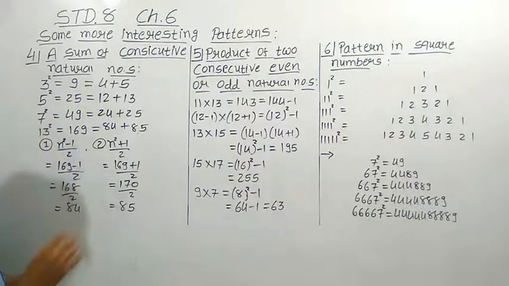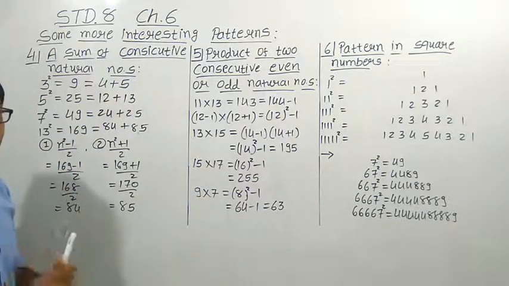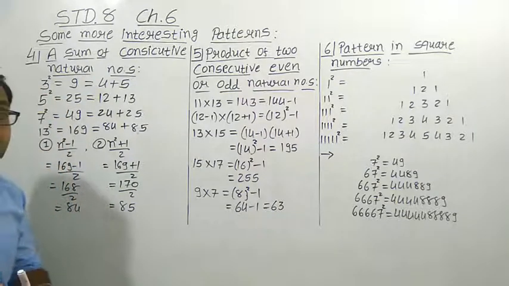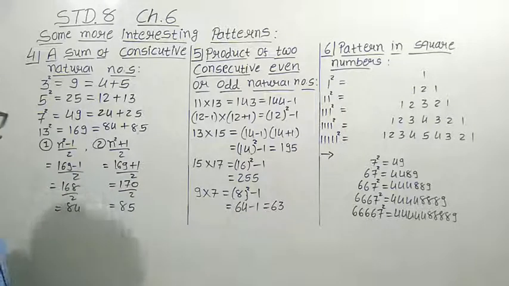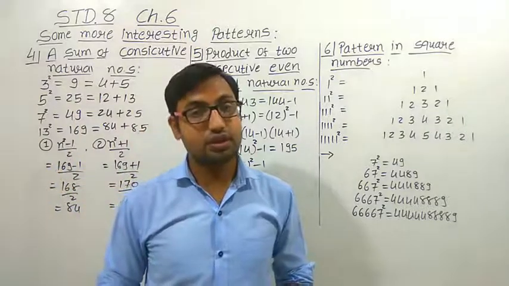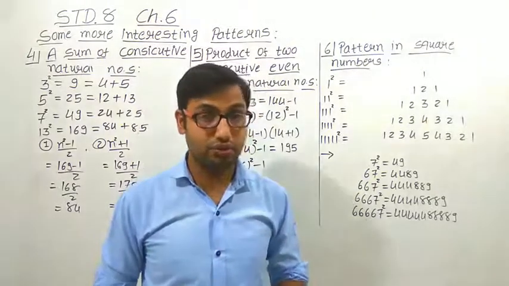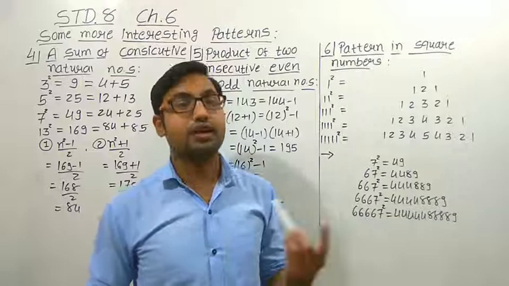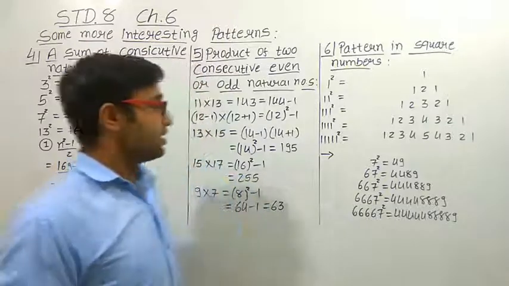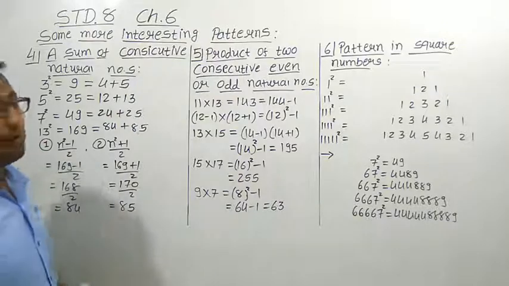One thing you have to notice here is that we get this type of pattern for the squares of only odd numbers. We cannot get this type of pattern for even numbers. Think about the square of 6. 6 squared is 36. Can we get 36 by adding two consecutive numbers? No, we cannot. So this kind of pattern is only applicable for the squares of odd numbers.